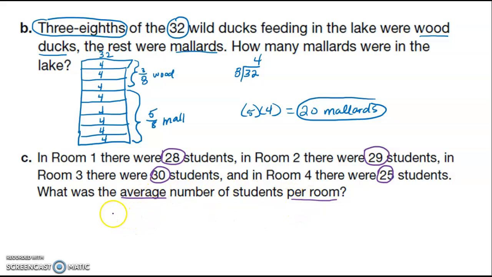Okay, so first I'm going to add 28, 30, 29, and 25, and get my total. I'm kind of running out of room here. So let's see, 28 plus 30 plus 29 plus 25. So my total is 112. And then it says average number of students per room. So I have 4 rooms, so I'm going to divide that by 4. And I get 28. So there's an average of 28 students per room.